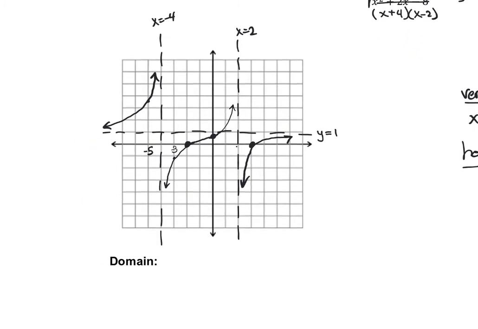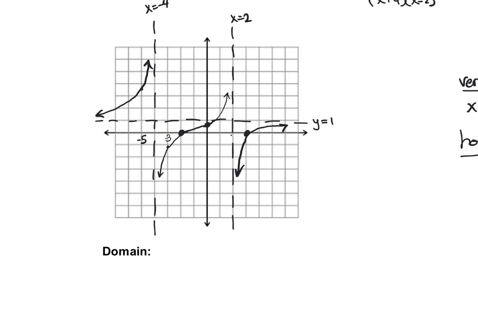Okay, so there we have the graph. It asks for domain. So the domain is going to be negative infinity to -4. You see how here at -4 it breaks, and then -4 to 2, and then 2 to infinity.